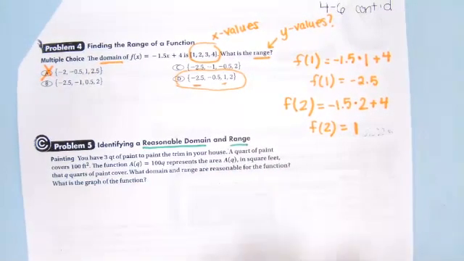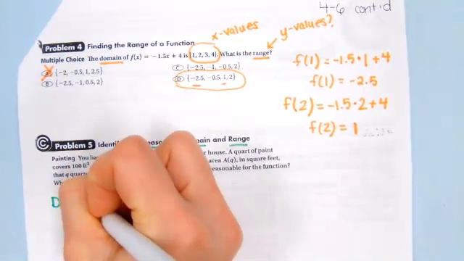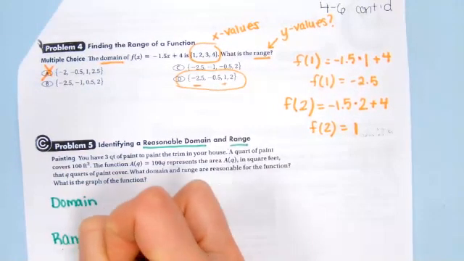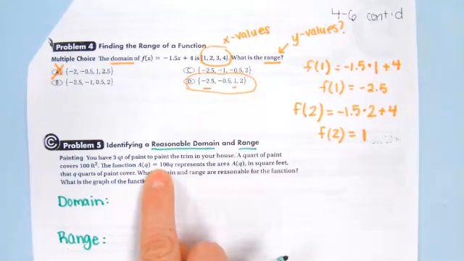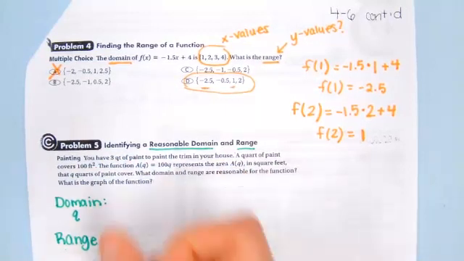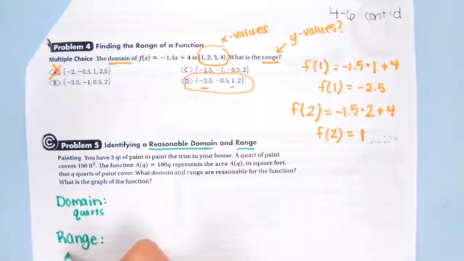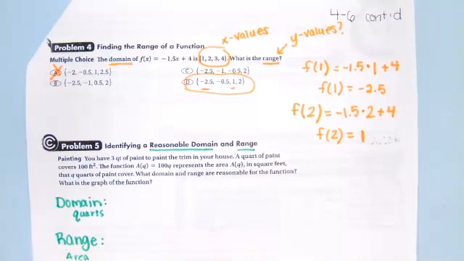Okay, so remember our domain is our x values and our range is going to be our y values. Okay, so in this case, x is A or Q, really? Our x is A or Q? Q. So our domain is our Q or quarts, right? Our range is our A or our area, right? So think about this logically.